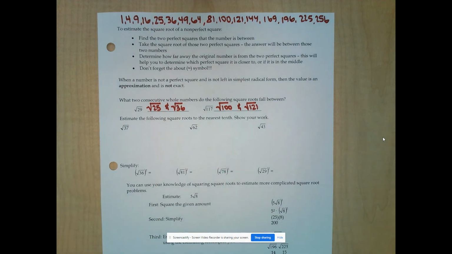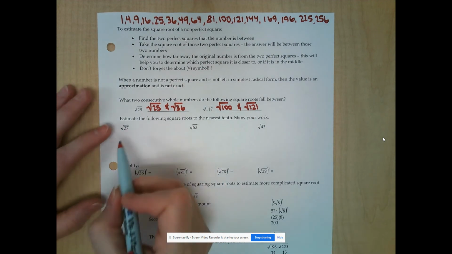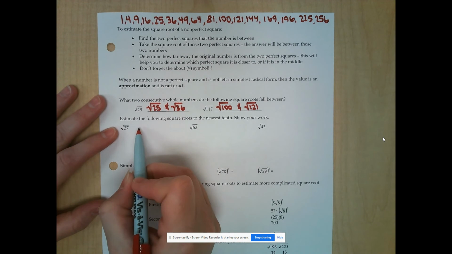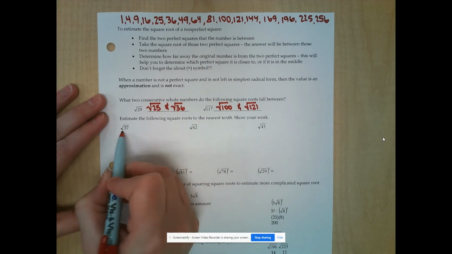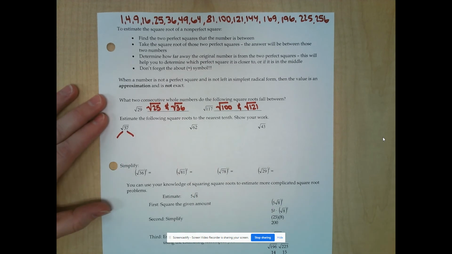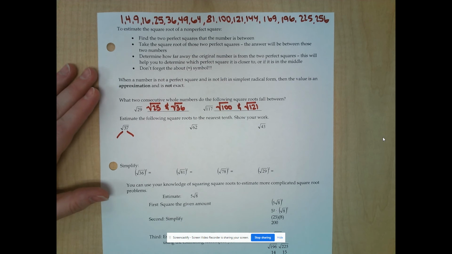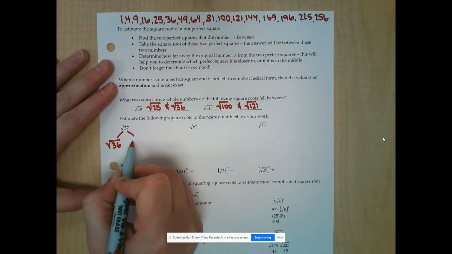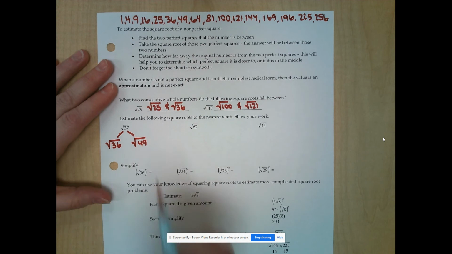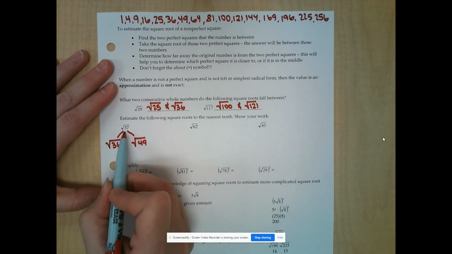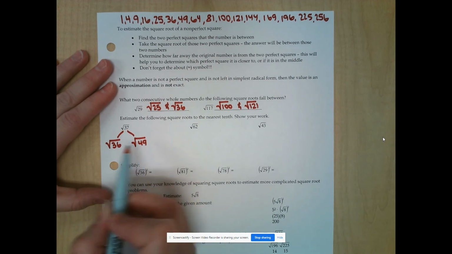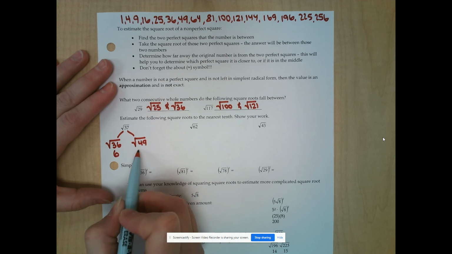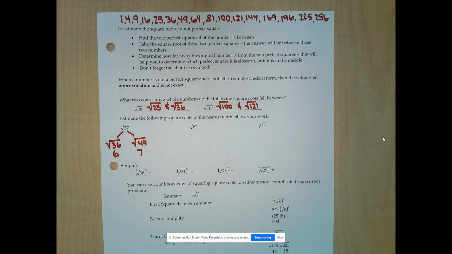Now, how do we use that information to estimate? The square root of 37 is between, and I usually do mine this way, vertically. I would say it is between the square root of 36 and the square root of 49. 36 just below 37, 49 is the next one above it. So the square root of 36 is 6 and the square root of 49 is 7. That's half the battle. Can you figure out what two numbers the answer is between? 6 and 7.